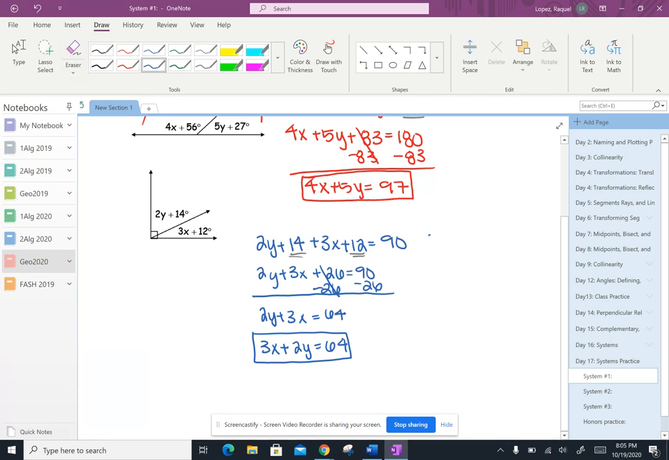So I'm going to look at all of the coefficients. And if you remember, the coefficients are the numbers that are in front of the variables. And I don't have any coefficients of 1 in front of any of my x's and in front of any of my y's.